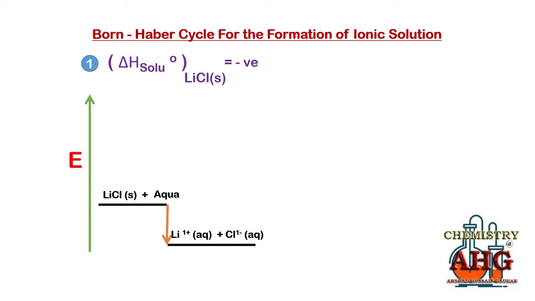So this is the direct path for the formation of ionic solution. What the enthalpy change of this step is labeled as, this enthalpy change is known as enthalpy change of solution. Now we can link up these two stages further to gaseous lithium and chloride ion. Now we will place lithium gaseous and chloride ion at this level along with the water molecules.